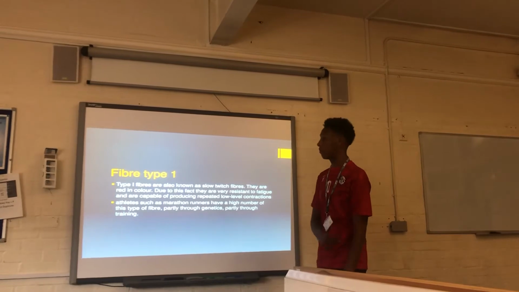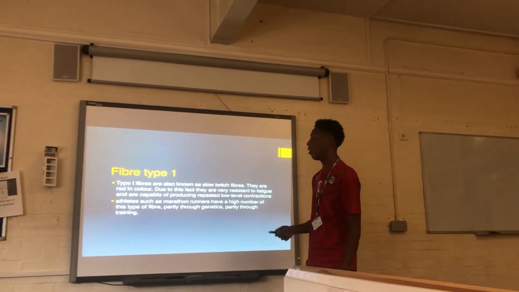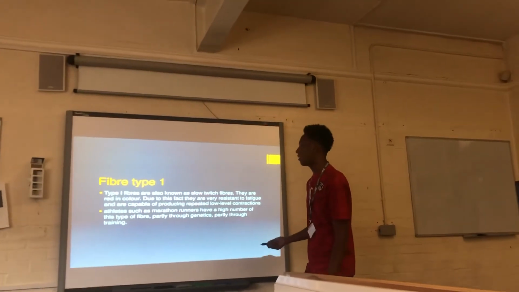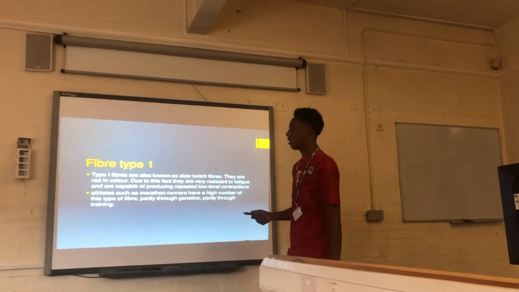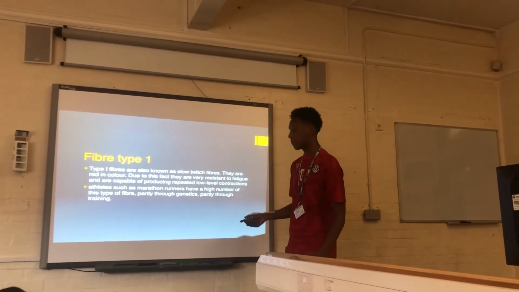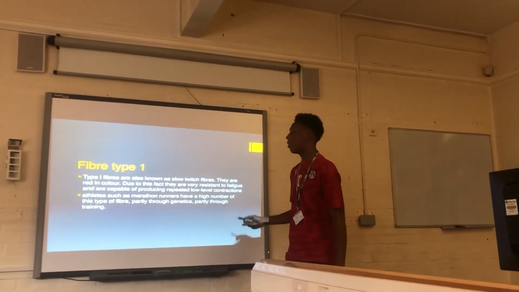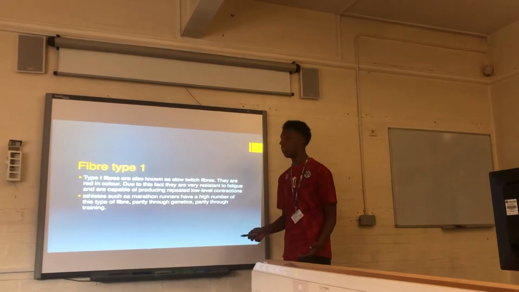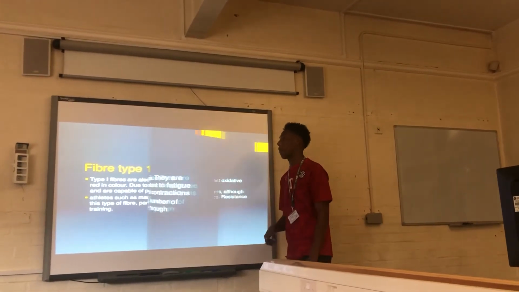Fiber type 1. Type 1 fibers are also known as slow twitch fibers. They are red in color due to this fact. They are very resistant to fatigue and are capable of producing repeated low-level contractions. Athletes, such as marathon runners, have a high number of this type of fiber, partly through genetics, partly through training.